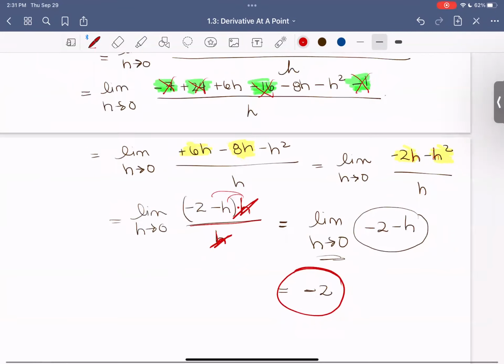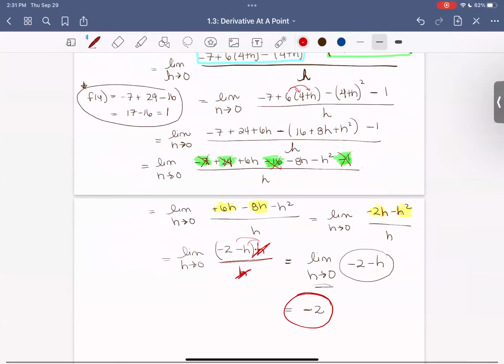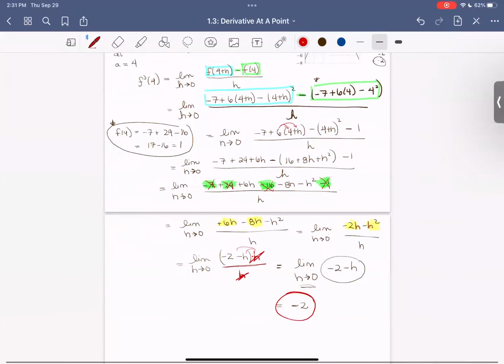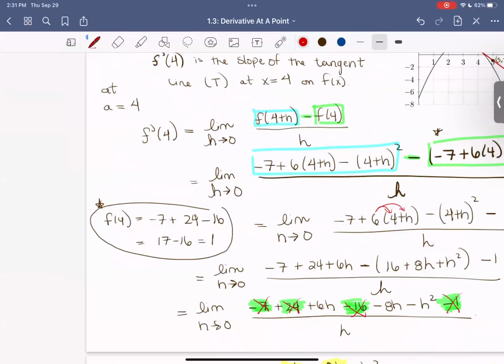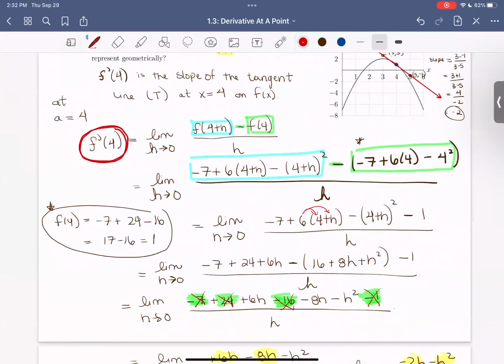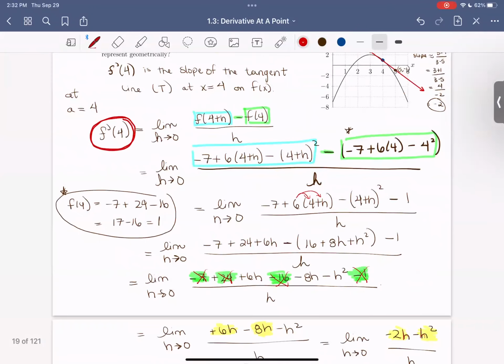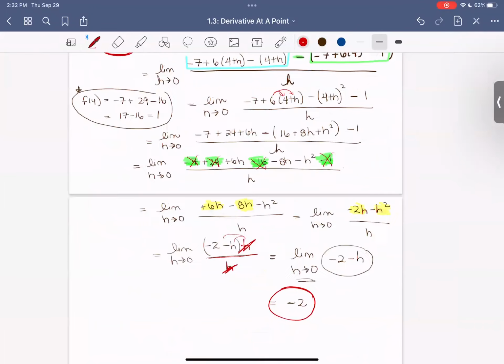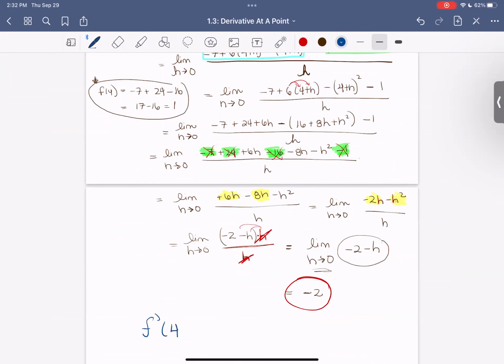So now we can just take a step back at what we just did. Well, in all of this work, we were computing the derivative of f at 4. So what we've just found is that the derivative of f at 4 is equal to -2. Awesome. Great work, everyone.